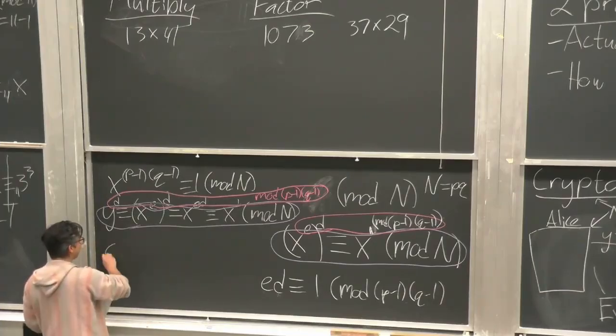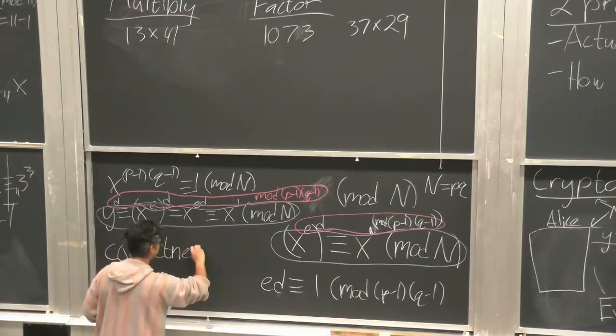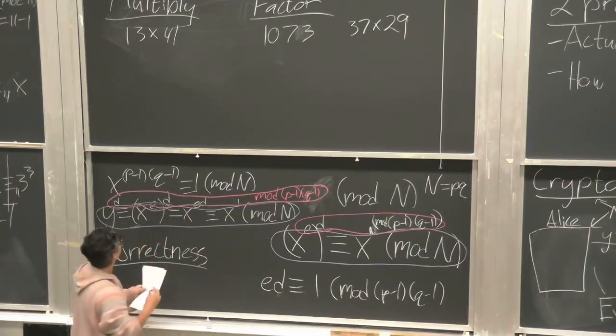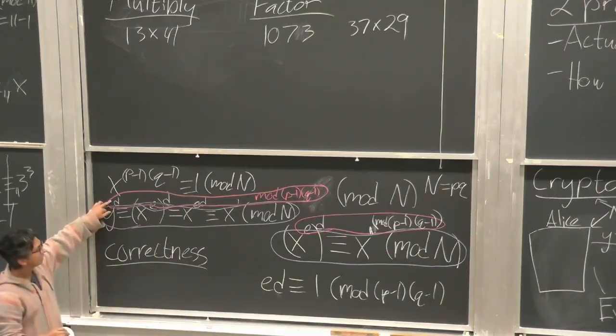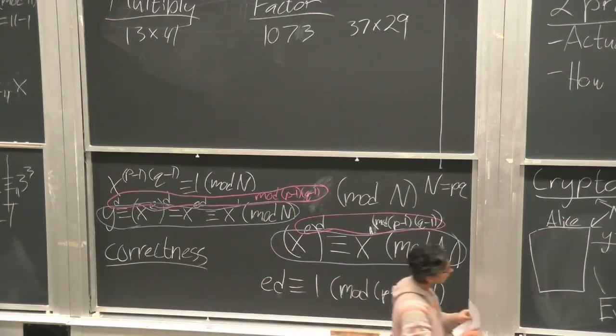So this is the correctness of the algorithm. That is, when Bob raises it to D, he does actually get x back. All right. So this is the crypto system.